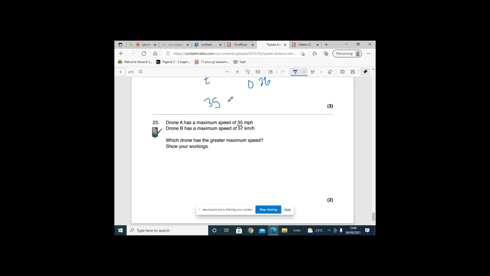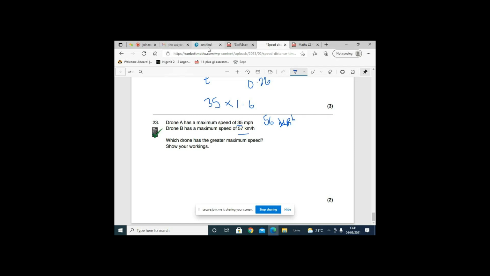So it's going to be 56. 35 times what? 1.6. So what's that on the calculator? 56. So this one is 56 kilometers per hour. So this one is faster. The one with B is faster because B is covering kilometers per hour. B is moving faster. You get it? Well done on that.